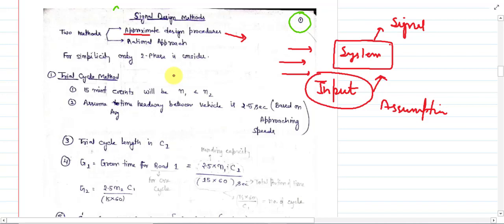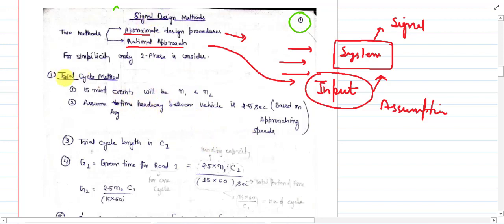which says that you have to design your system in a manner that it will be scientifically correct. So in the rational approach the input which you are taking is based on scientific data, and the logic by which you are designing is also scientifically correct. So these are the two approaches for designing your traffic signal.